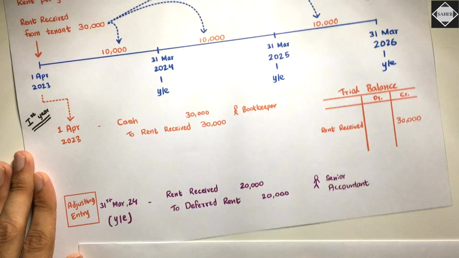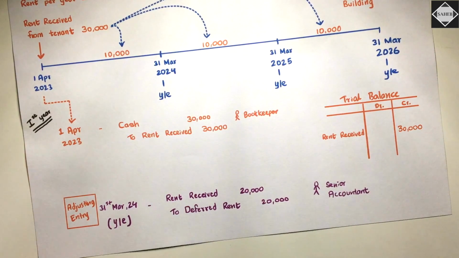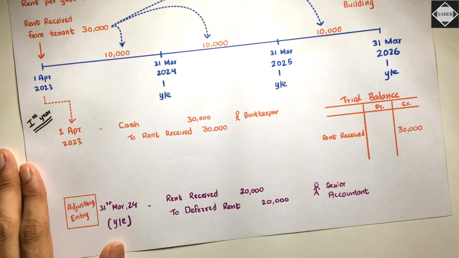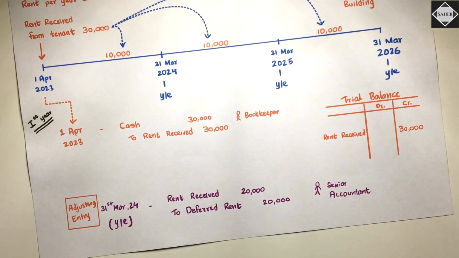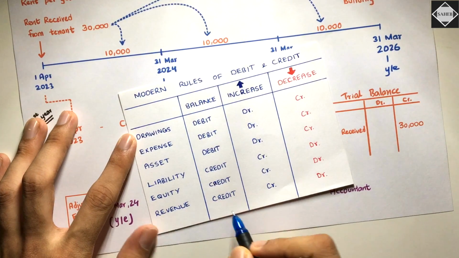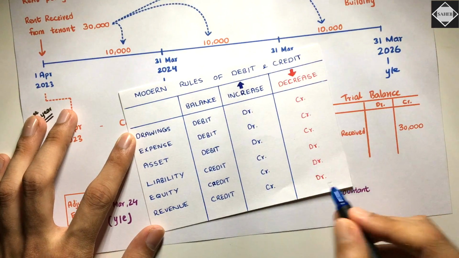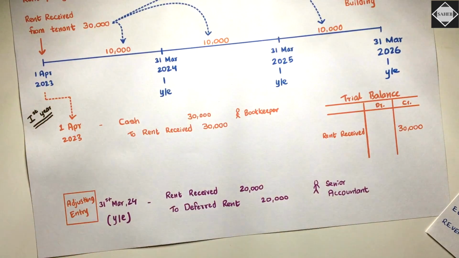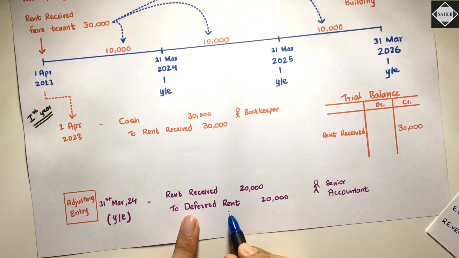So see the adjusting entry over here, 31st March 2024, at the year end. Over here you are passing this rent received account to deferred rent. Rent received account, it's an income, and you are debiting it. Understand, rent received is an income or revenue account. It has a credit balance. You have to decrease it by 20,000, so you are debiting it by 20,000. And then this amount has to be recorded as deferred rent.